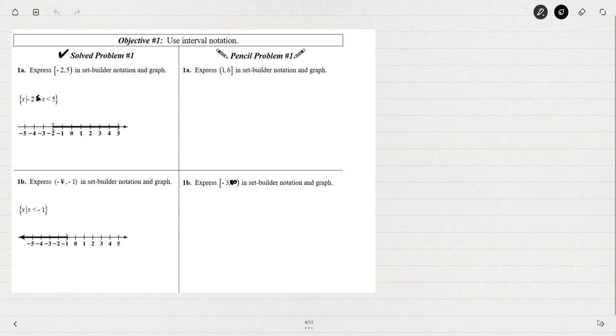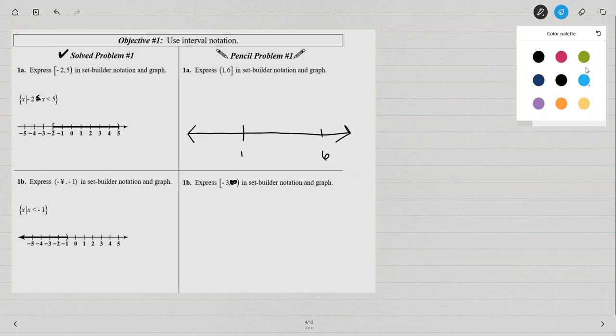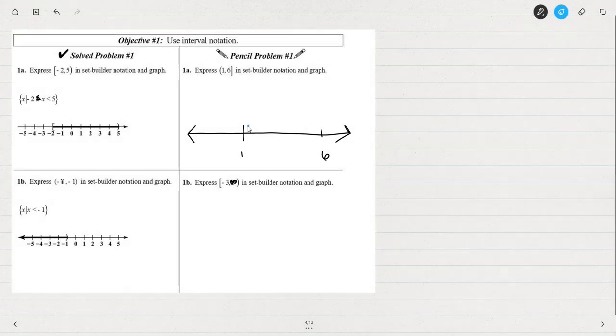So when we look at this, express 1 to 6 in set builder notation and a graph. I'm going to start with the graph. So if I were to graph the set from 1 to 6, I recommend an alternate color. So from 1 to 6, I could see that that's all the x's that are greater than 1 and also less than or equal to 6.